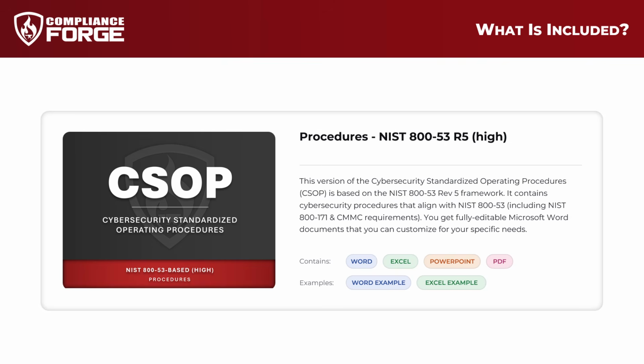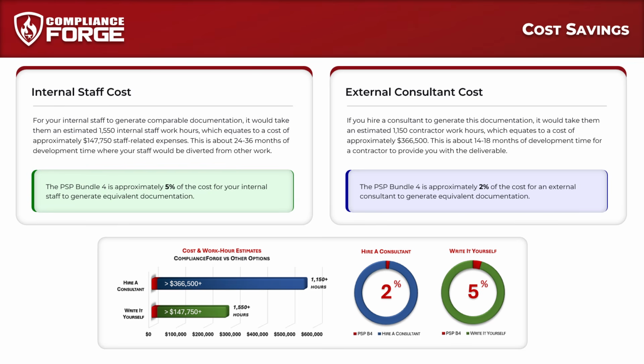The second is the Matching Procedures. This version of the Cybersecurity Standardized Operating Procedures contains the cybersecurity procedures that align with NIST 853 as fully editable Microsoft Word documents. Now compare that against the 2 alternatives for obtaining quality cybersecurity documentation.